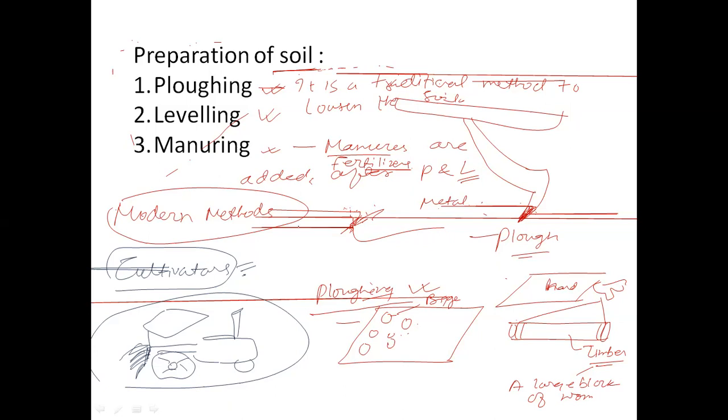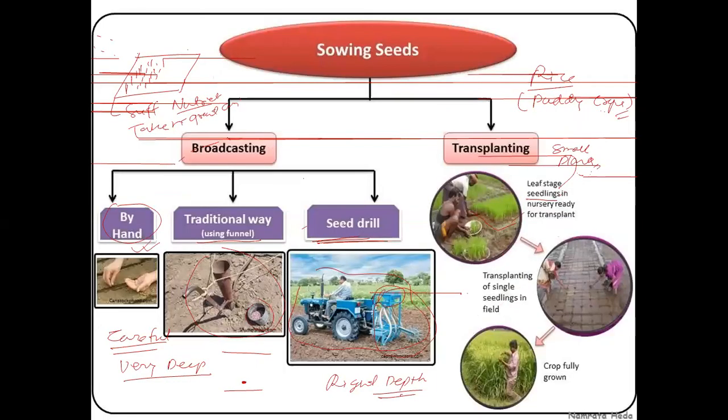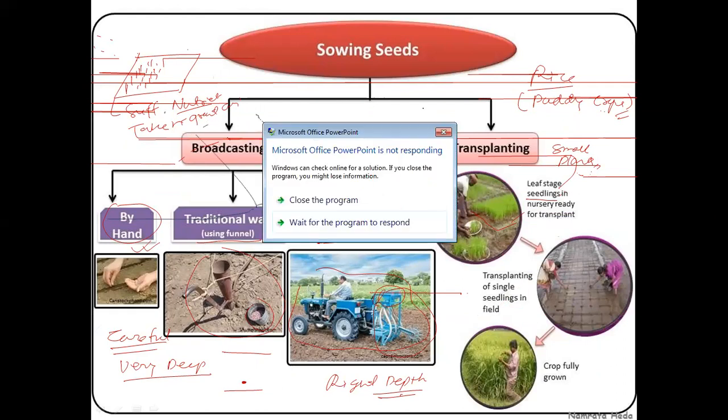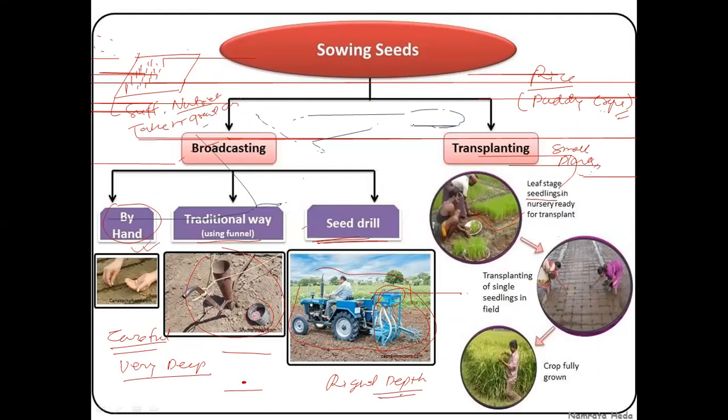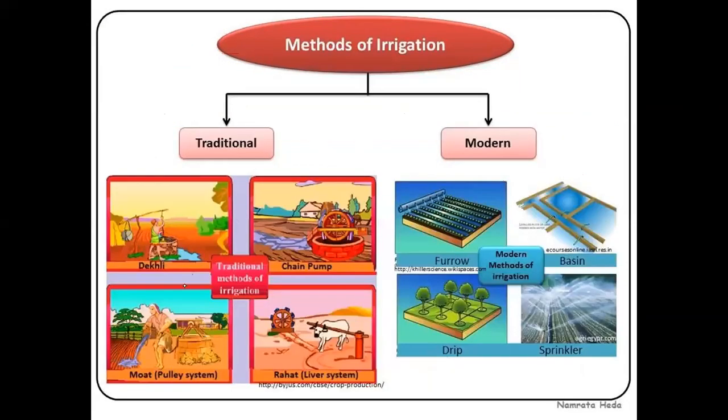So now you see what happens after we have sown the seeds, and we have discussed all this process of how the modern methods have evolved, what the traditional methods were, and how transplanting is done. Is the slide visible to you?